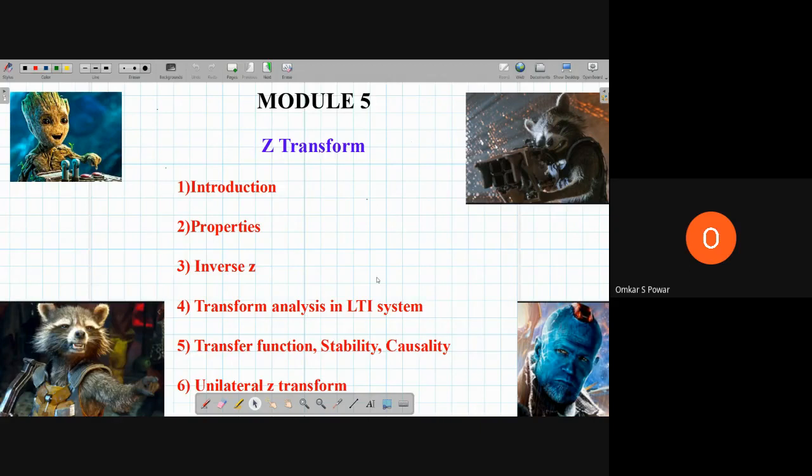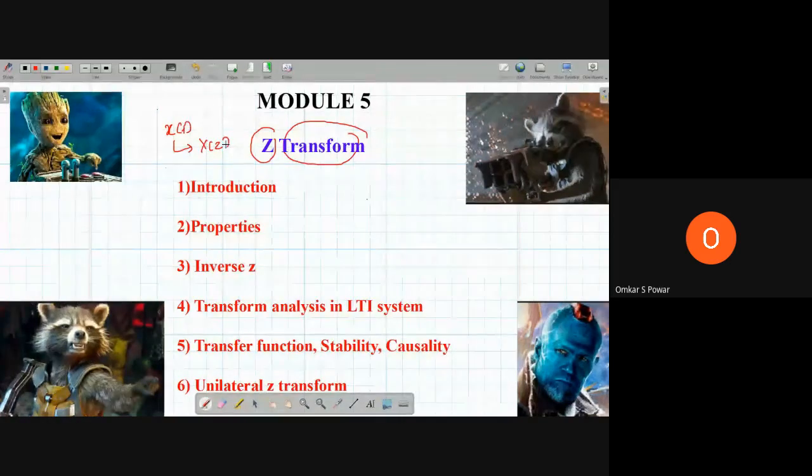Okay. So now in the fifth module, we are going to study Z transform. As the name indicates, we are going to transform our time domain signal into the Z domain. So, sir, we have already studied the frequency domain, which is the Fourier transform, which converts your time domain to X of j omega. Then why do we need to study this Z transform? I will explain that. Do not worry. So let us see what the contents are in this module 5.